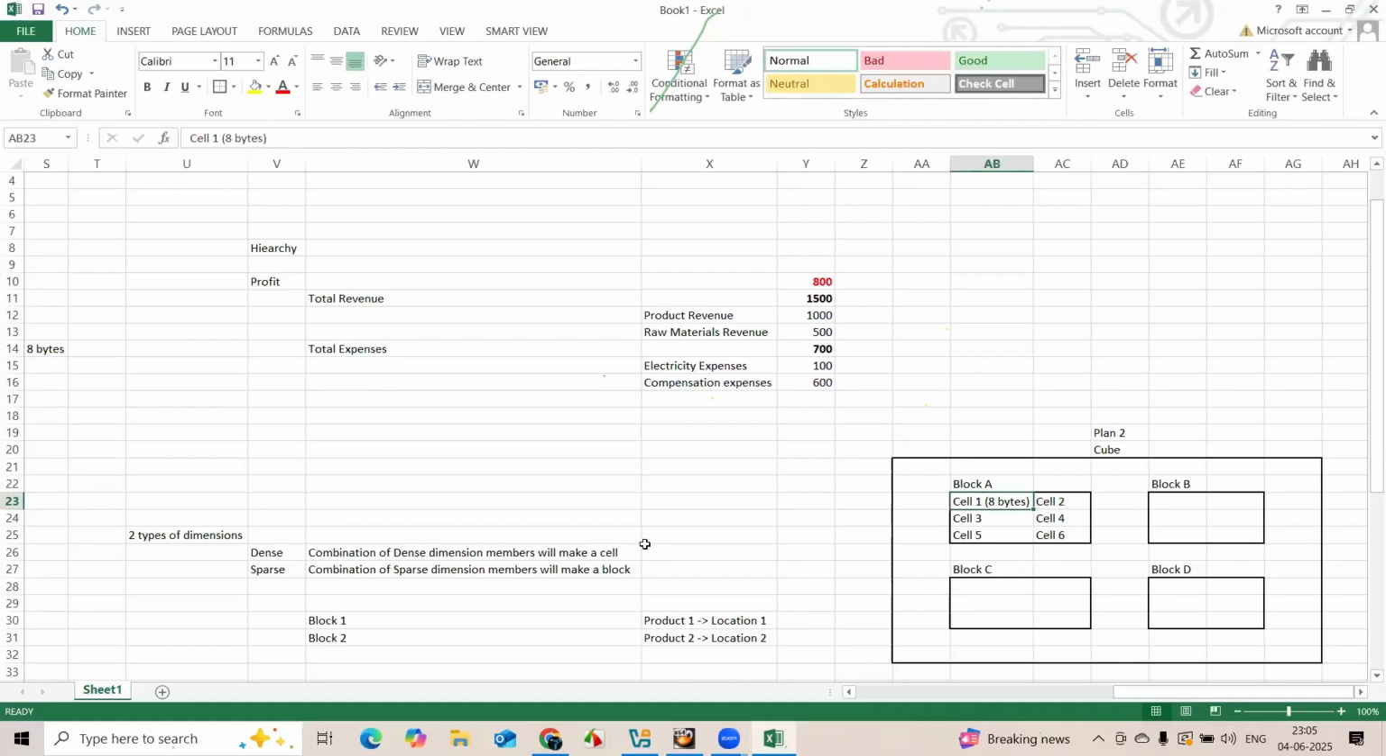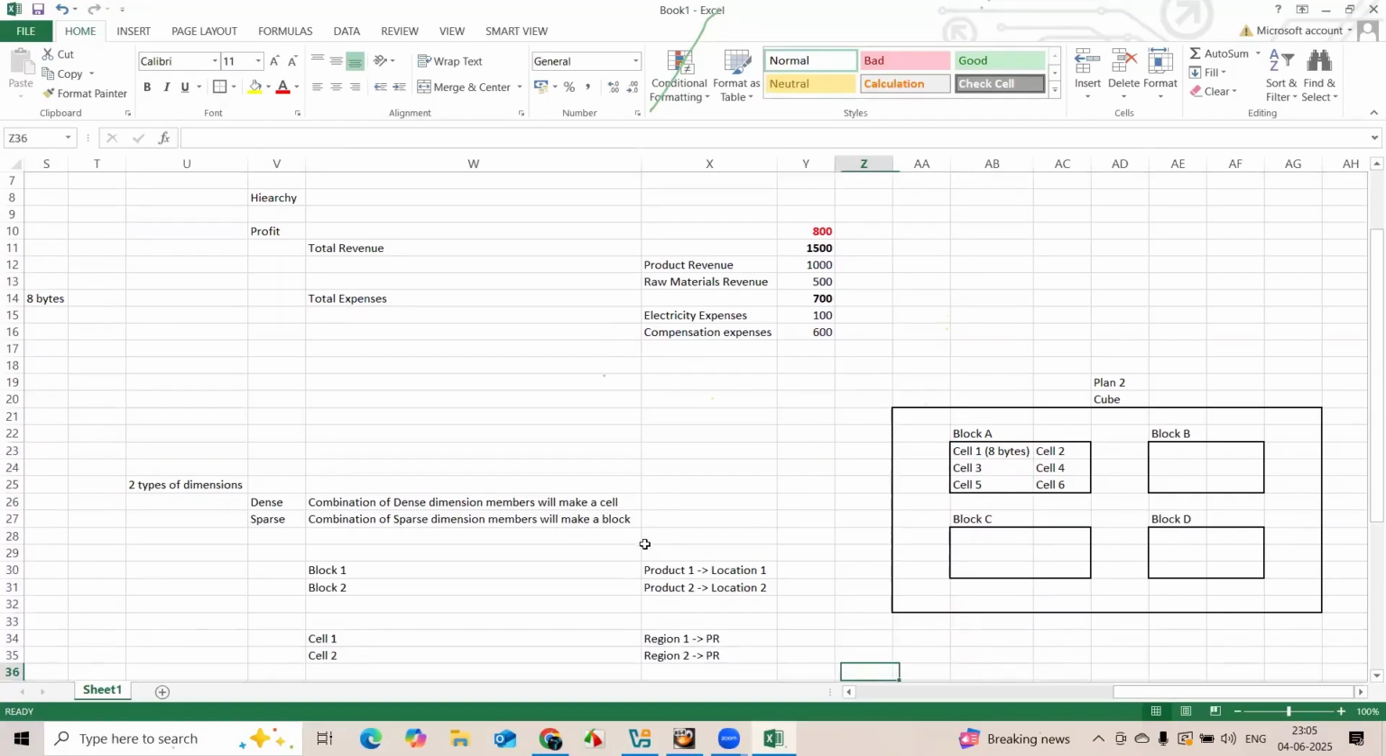And what is a cell? Cell meaning, region 1 with respect to PR. If you are inputting 100, so if this family of 100 is coming and living in your gated community, how much space have you provided this family of 100? You have provided 8 bytes. Similarly, there are 6 other families. So 6 into 8. I'm very bad at math. 6 8s are 48. Each cell size is 8 bytes.